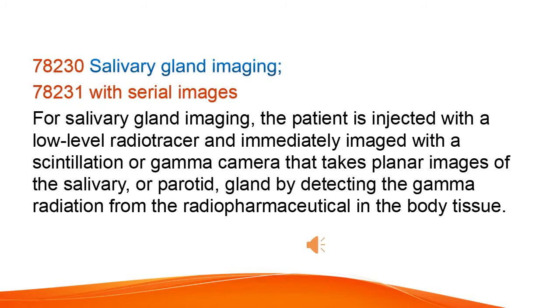Salivary gland imaging. With serial images. For salivary gland imaging, the patient is injected with a low-level radiotracer and immediately imaged with a scintillation or gamma camera that takes planar images of the salivary, or parotid, gland by detecting the gamma radiation from the radiopharmaceutical in the body tissue.